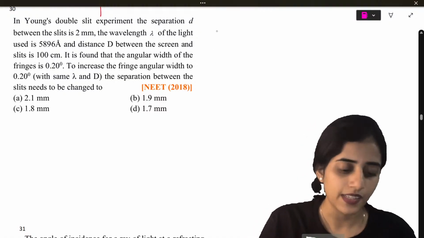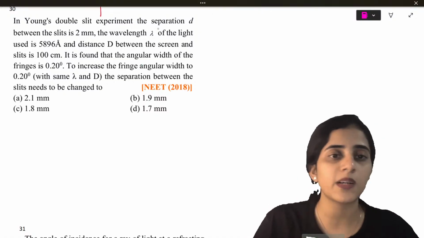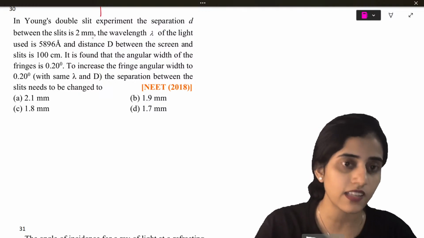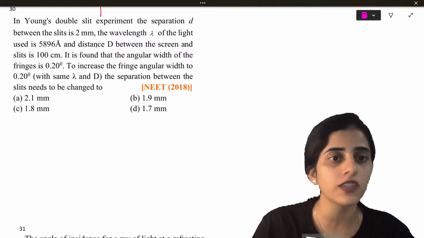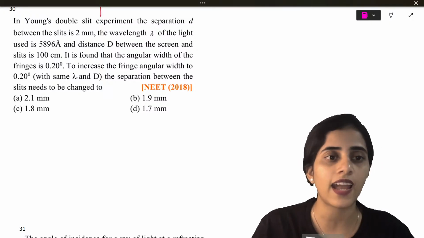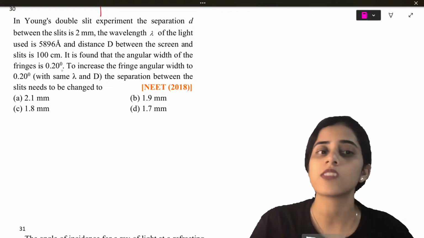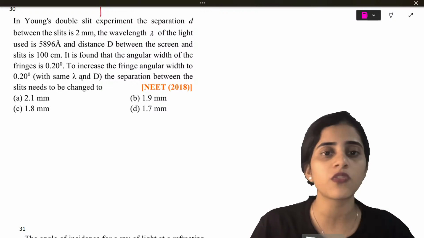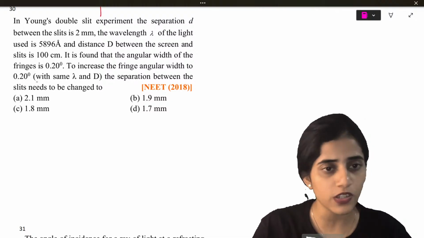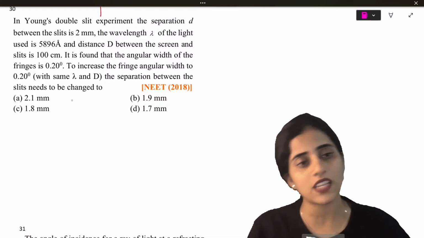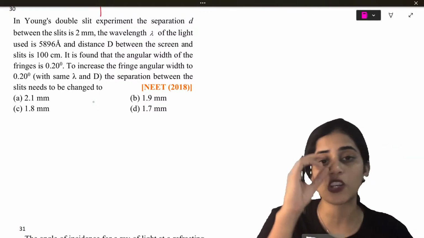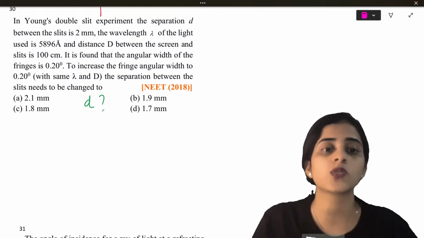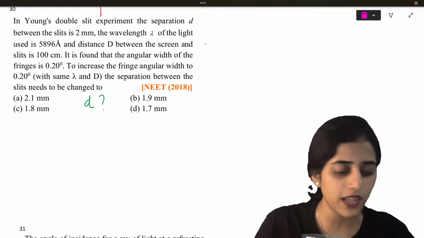Okay. Next. In Young's double slit experiment, the separation d between the slits is 2 mm. The wavelength lambda of the light used is 5896 angstrom. The distance D between the screen and the slit is 100 centimeter. It is found that the angular width of the fringes is 0.20. To increase the fringe angular width to 0.21 with the same lambda and D, the separation between the slits needs to be changed too. So we have to find out the new separation d. Okay, so what is the formula that we know?